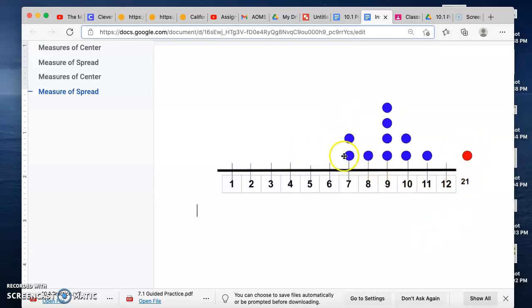And 2 people tell me, oh, I wear a size 7 shoe. And 1 person tells me, I wear a size 8. And 4 people tell me, I wear a size 9. And 2 people say they wear a size 10. And 1 person says 11.